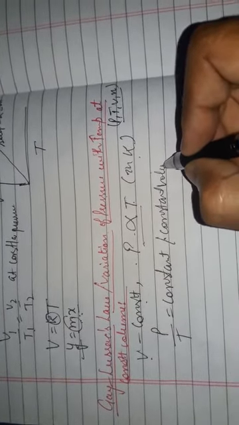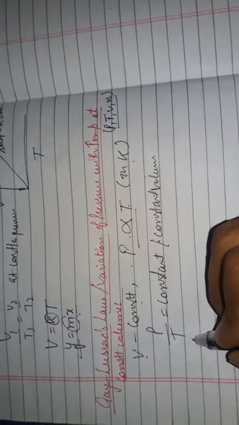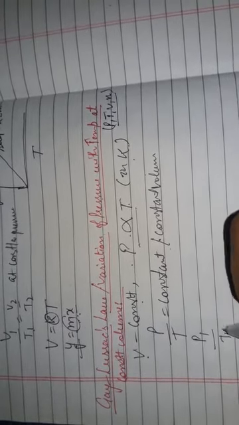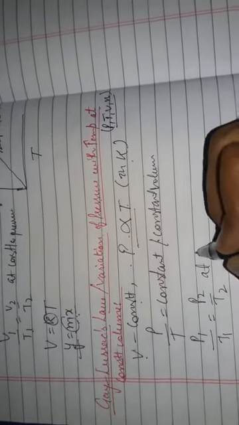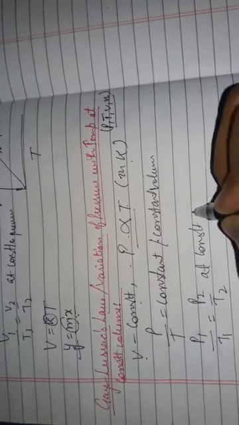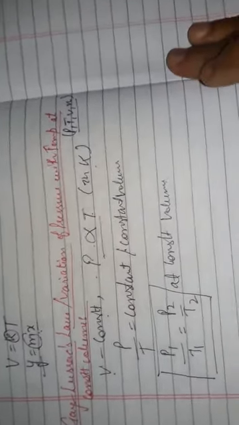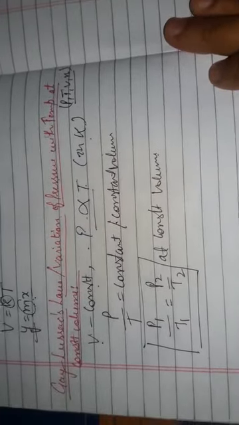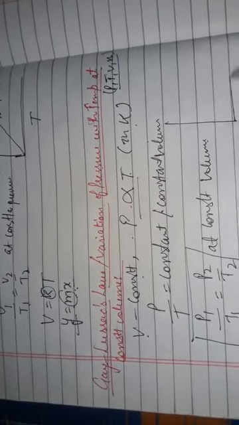Okay, second thing, you can also write it in terms of numerical values: P1 over T1 is equal to P2 over T2 at a constant volume. By using this mathematical expression, you can calculate any one value in the same pattern. And you can also draw a graph, which also gives a straight line.